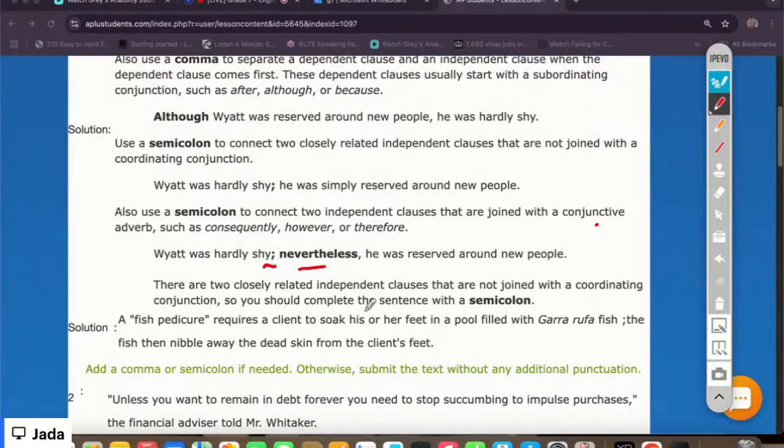So there are two closely related independent clauses that are not joined with a coordinating conjunction. So you should complete the sentence with a semicolon. Instead of joining these two with a coordinating conjunction, either and, but, or so, it's joined with a conjunctive adverb. So you use a semicolon. Okay?